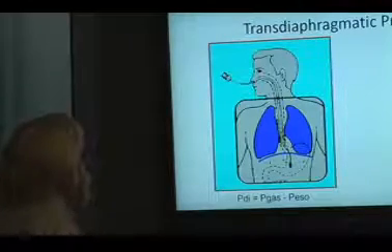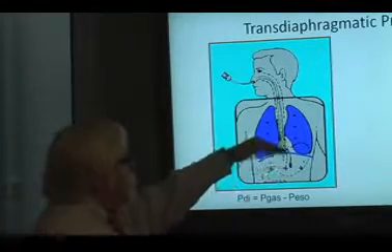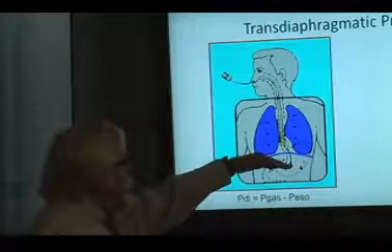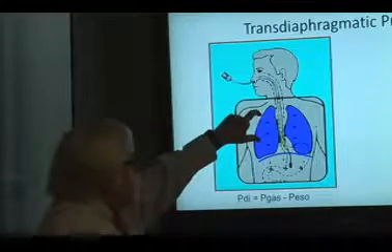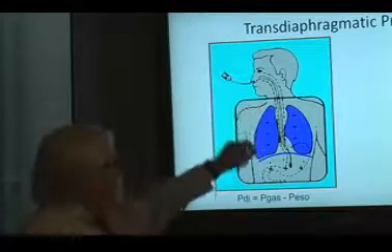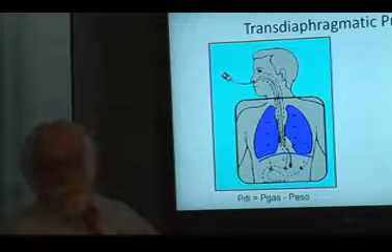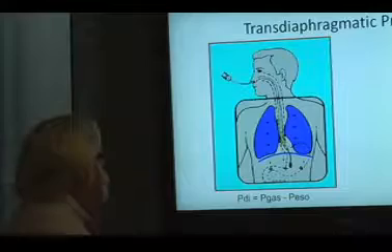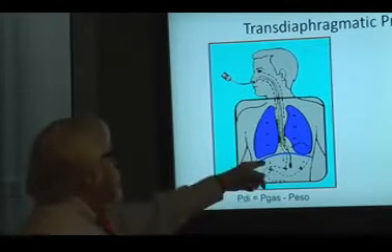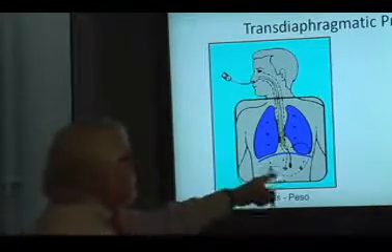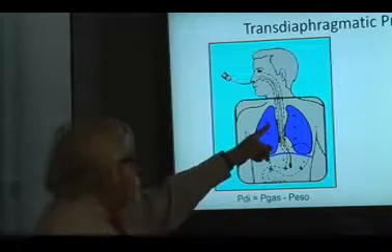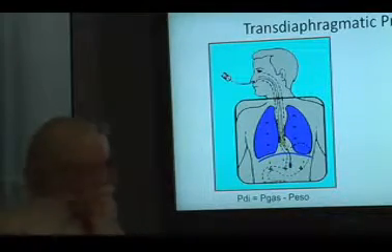So normally what happens is the diaphragm contracts downward. The pressure in the thorax becomes more negative. The pressure in the abdomen becomes more positive. That's what pushes out the abdomen during inspiration. And the transdiaphragmatic pressure increases. This becomes more positive. This becomes more negative.